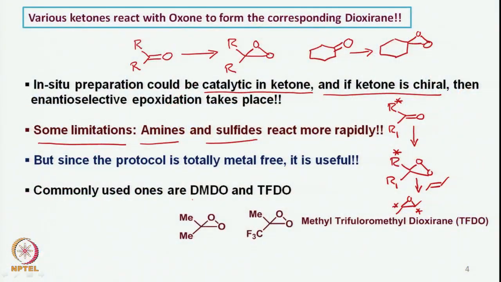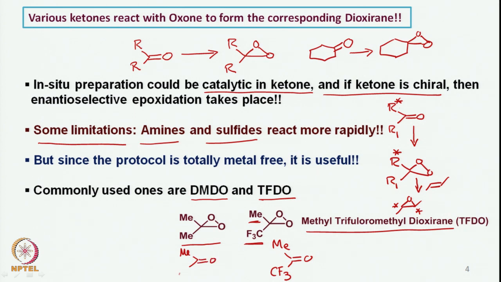Commonly used dioxiranes are DMDO, that is dimethyl dioxirane, and also methyl trifluoromethyl dioxirane. So you have a methyl and a trifluoromethyl dioxirane. These are the two which are used very often, both by in situ preparation, and of course the dimethyl dioxirane can be easily isolated. The trifluoromethyl one will be a little difficult to isolate, but in situ preparation would be relatively easy. For the in situ preparation you take the ketone, which is relatively easy to handle; in this case of course you will have acetone. So in both cases we can easily do the in situ preparation.